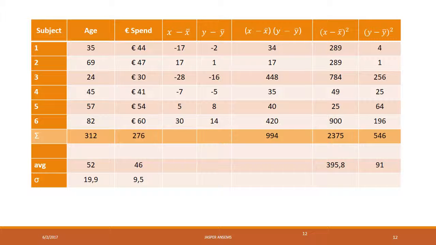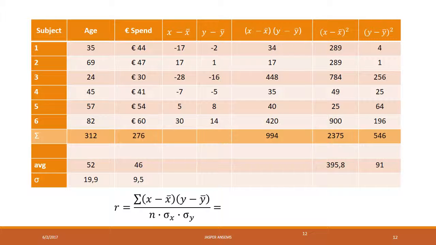To find out the standard deviation of age and euros spent, we take that total of 2,375 from the x minus the average of x to the power of 2, and we divide it by the subjects, which is 6. Then we get 395.8, and the square root of that is 19.9. We also did that for y. 546 divided by 6 is 91. The square root of 91 is 9.5.